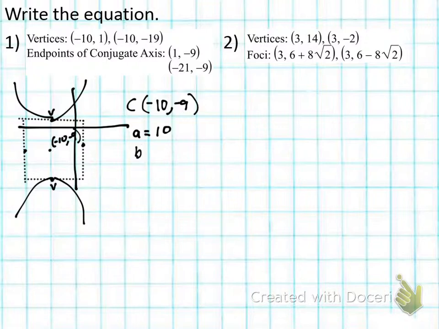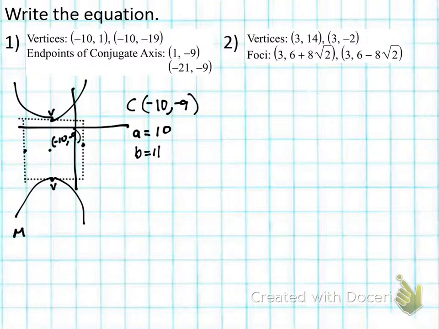Then we've got to figure out what b is. b is going to be the distance from the center to one of these co-vertices. So from here to here, we know it's negative 10 plus another 1, which is going to be 11. Okay, so I know it's major y. The vertices are here and here. It opens up and opens down.